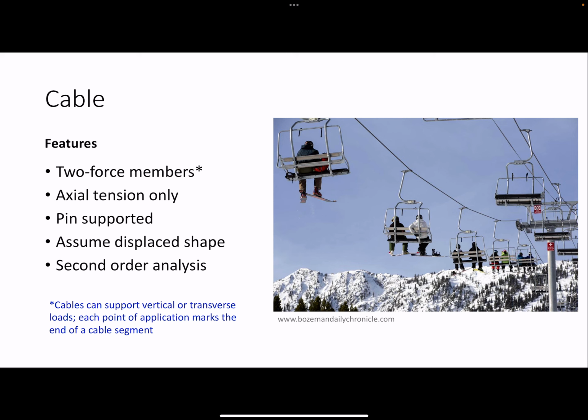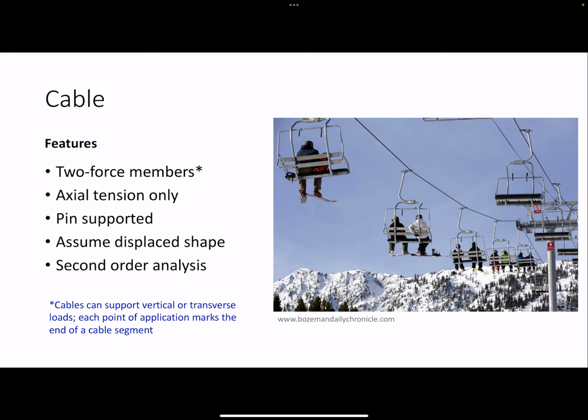And this is technically a second order analysis. We can make some simplifications to certain types of cable configurations, and that's what we're going to do in this class. But if you have, for example, catenary action or a different type of cable load support attachment, which we'll look at in a moment, then it becomes a pretty complicated analysis.